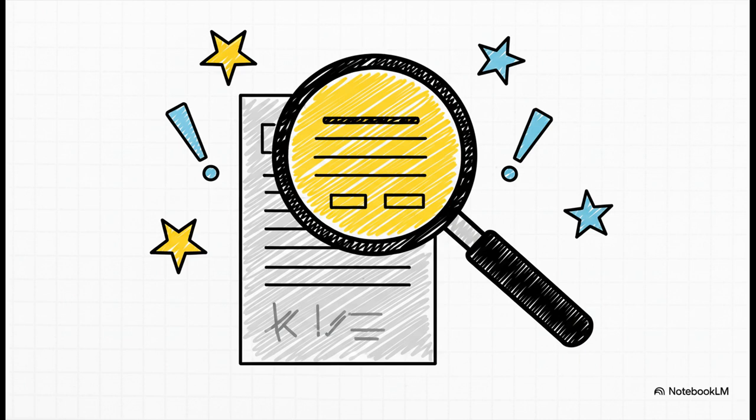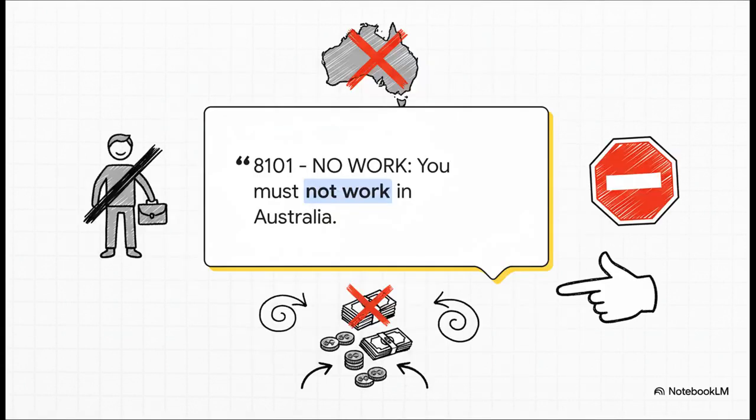These are the rules, the non-negotiable, you must follow these or else rules. For example, you might see something as blunt as this, Condition 8101, and right next to it, no work. The description is crystal clear. You must not work in Australia. There's no gray area there. Ignoring a condition like this isn't just a bad idea. It's literally breaking Australian law.